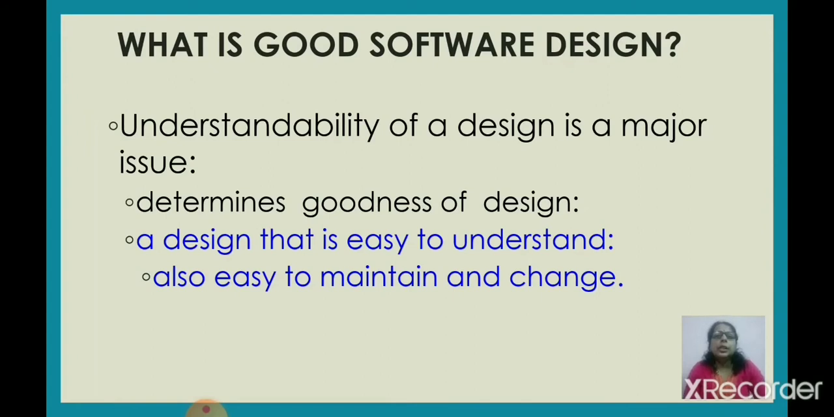Then understandability of a design is a major issue. It determines the goodness of design. This is the main characteristic of the design document, that is understandability. A design that is easy to understand is also easy to maintain and change. If the engineer can easily understand it, then he can easily maintain and change it.